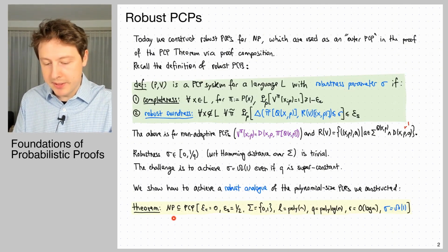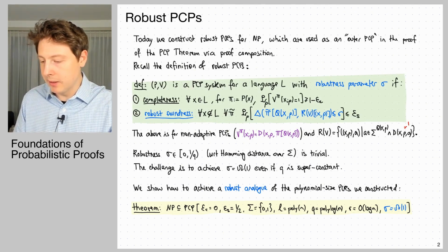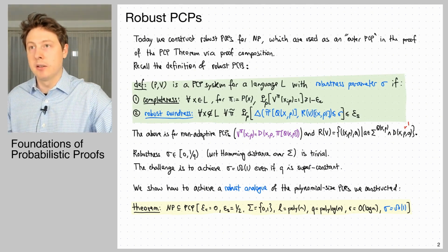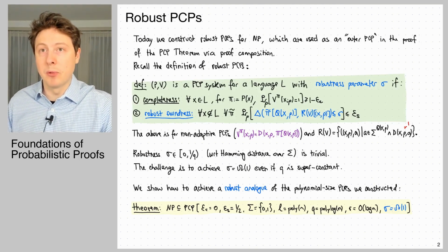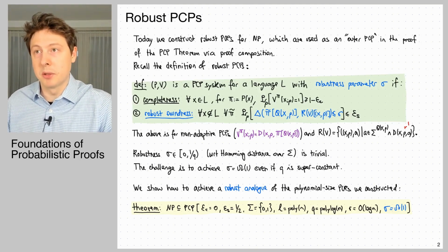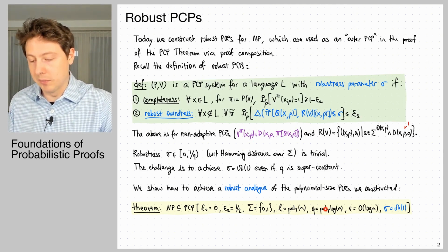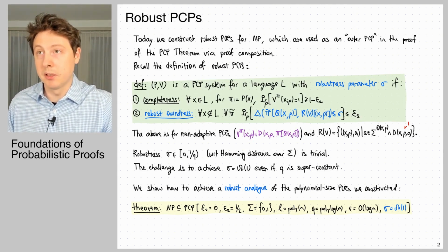We have already seen this theorem without this part over here, and now we want to add the robustness parameter. Why? Because we're going to want to use this as the outer PCP, the one with good proof length, but not constant query complexity, that we want to improve.